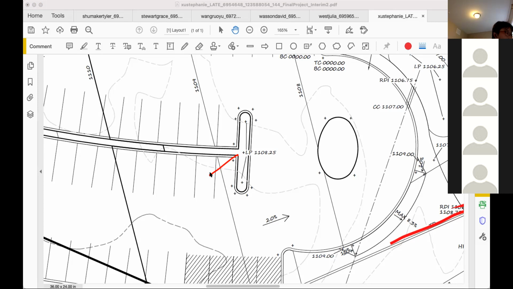Same on the other side. But you do need to make sure this is the lowest point, right? You need to know the TC. So the BC would equal about 1108.6, 1109.1, and this one is 1108.8. So if that's your lowest point, your TC should be able to contain all the water. So you should be fine in that regard.